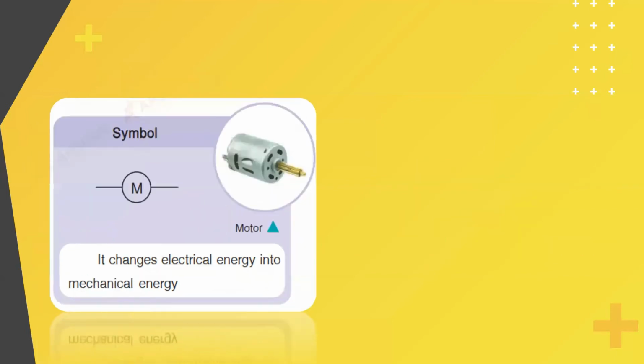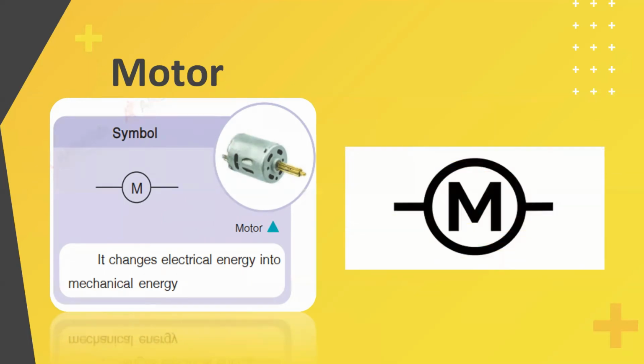And for the last one, we have the motor. What does the motor do? It changes electrical energy into mechanical energy. Class, a motor is a machine that converts electrical energy to mechanical energy. In other words, the electrical energy is the battery and the mechanical energy is the rotation. So class, this is the symbol for motor.